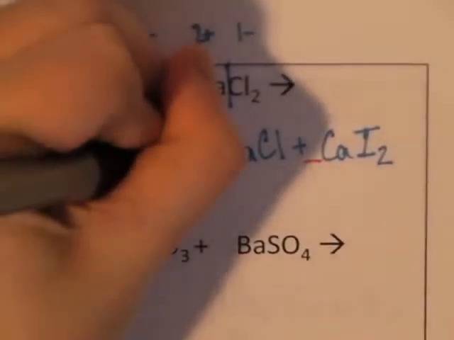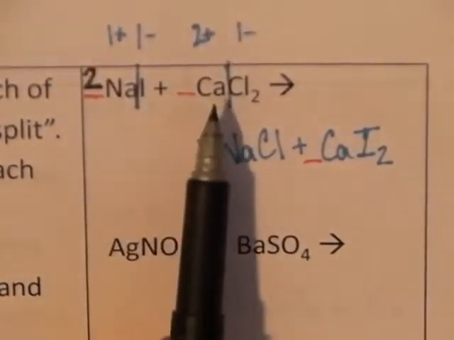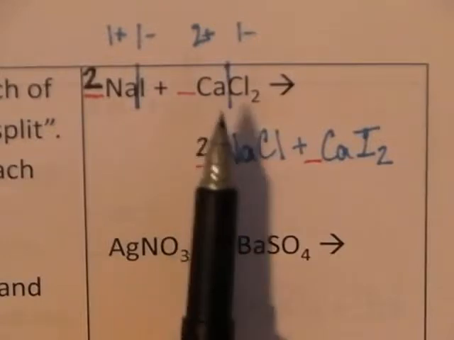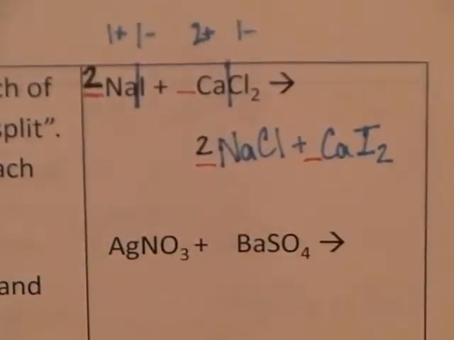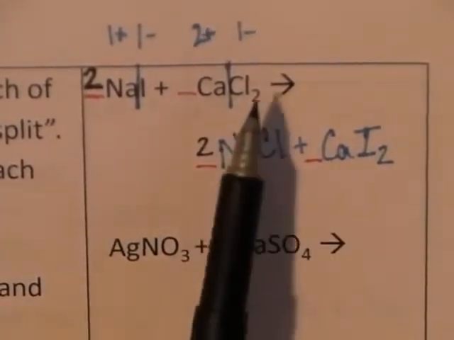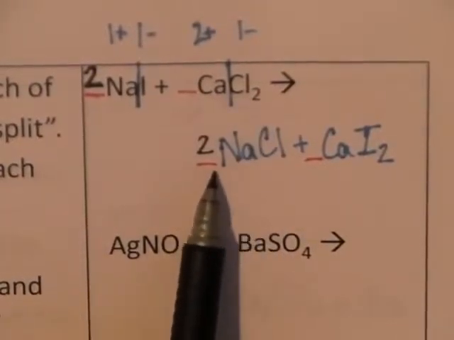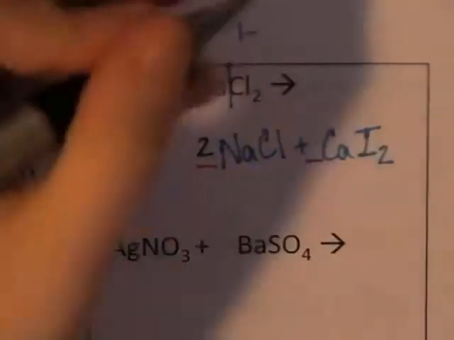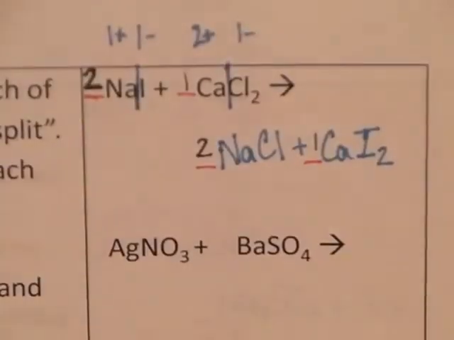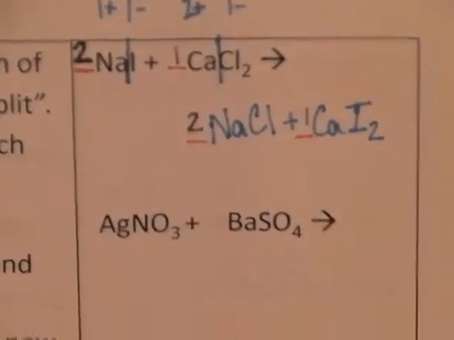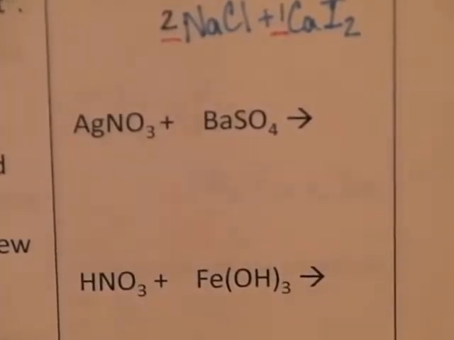Good, a 2. Now how many calciums here? 1. And how many here? 1. And chlorines, how many here? Good, 2. And how many here? 2. So we're perfectly balanced. Again, if you want to, put the 1 in the 1. We're good to go. Next one.